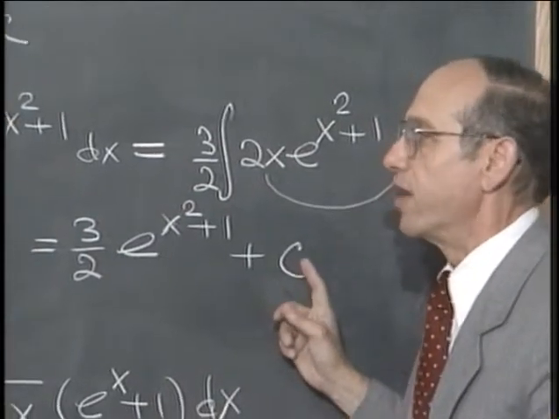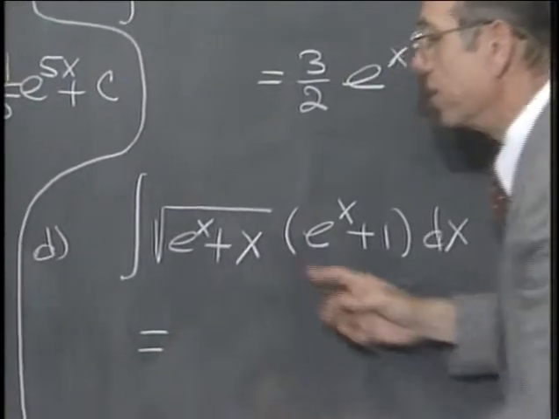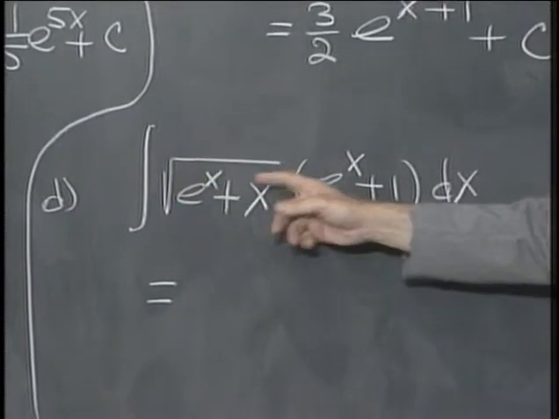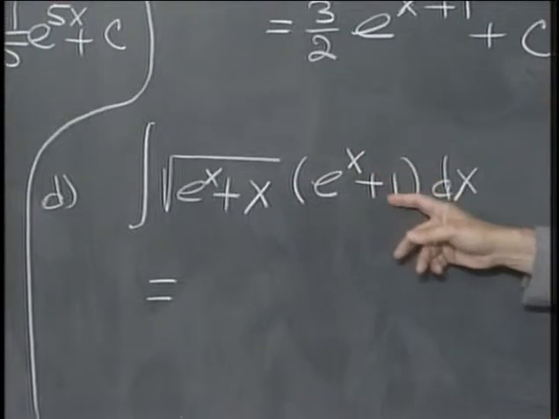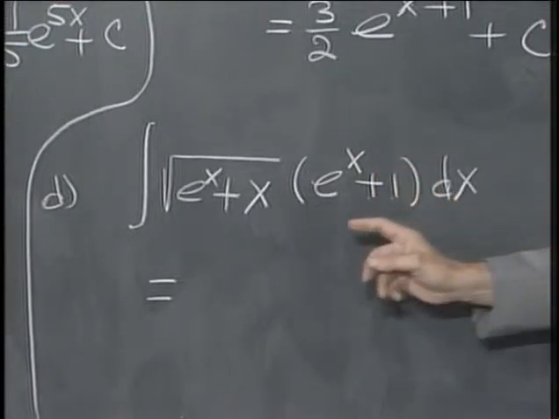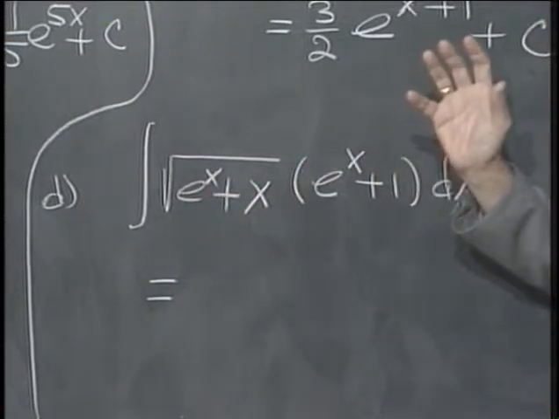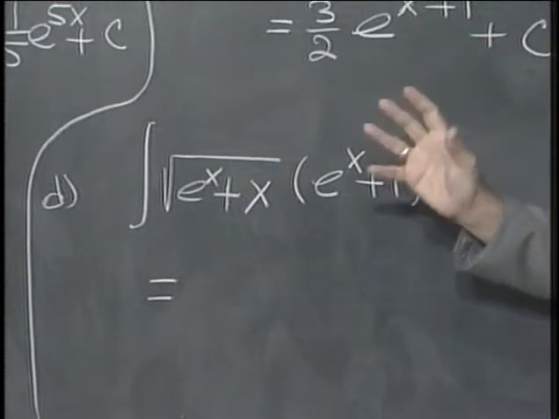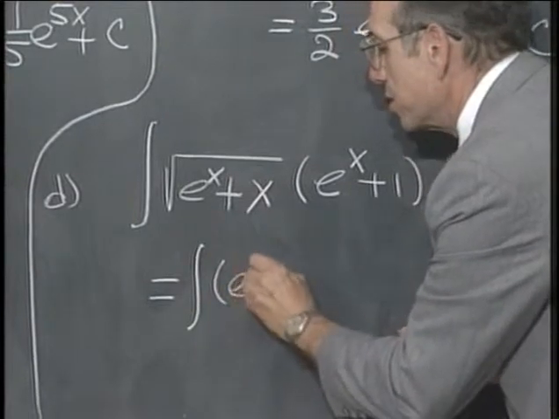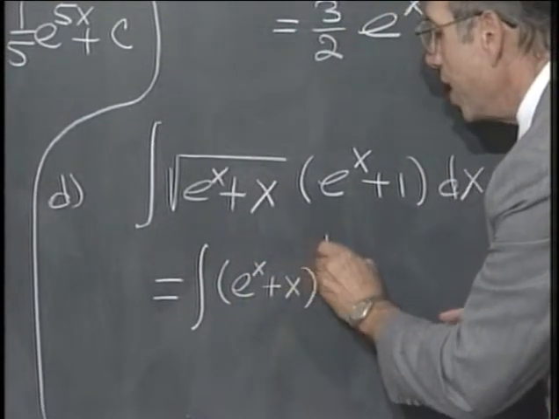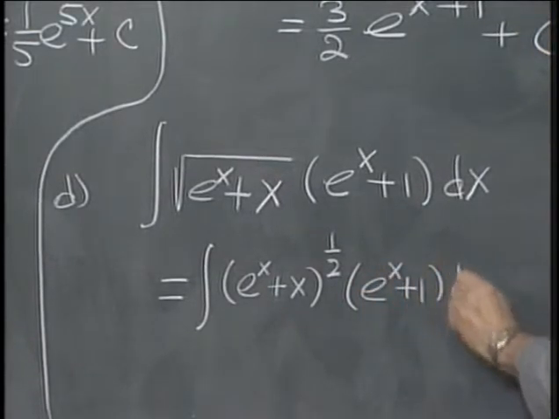Finally, we move down to 4d. In 4d, we see that we have the integral of the square root of e to the x plus x times the quantity e to the x plus 1 times dx. Now, the first thing we do whenever we see these radicals is substitute fractional exponents instead. So we rewrite this as e to the x plus x to the 1/2 power times e to the x plus 1 dx.